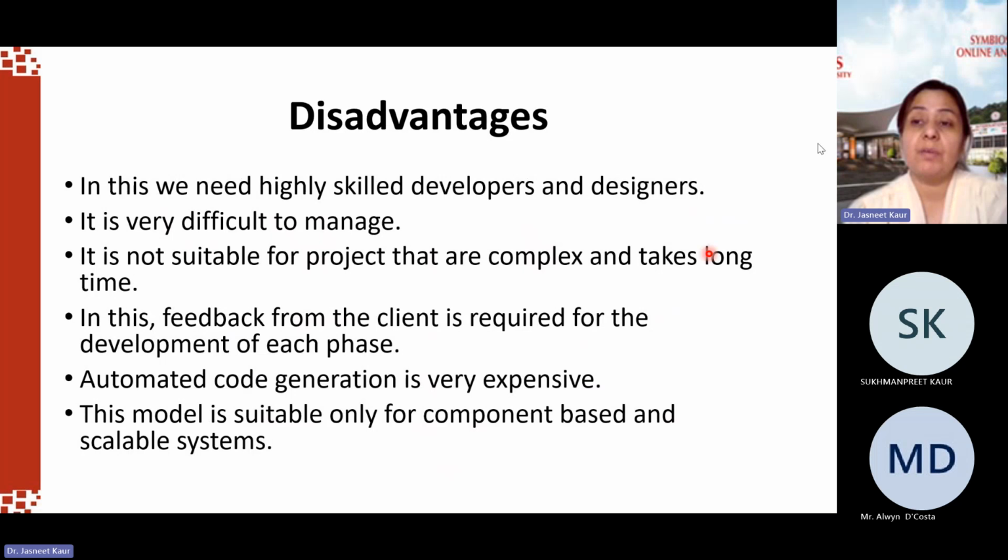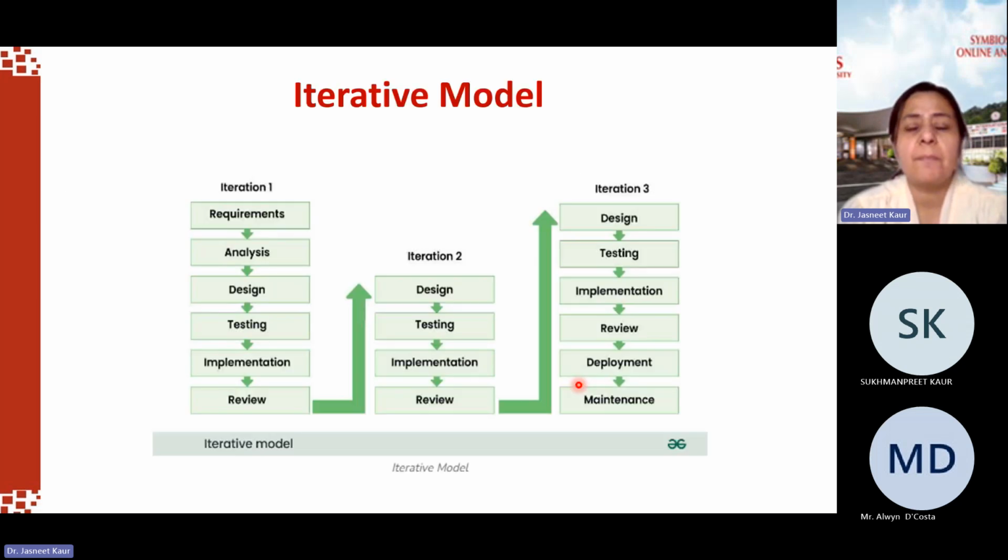Disadvantages, of course, it has disadvantages. In this, we need highly skilled developers and designers because we have to amalgamate everything at the end of the full completion of the project. It is very difficult to manage because you have made a lot of modules, so maintenance will also be module-wise. It is not suitable for projects that are complex and take too long. In this, feedback from the client is required for the development of each piece. Automated code generation is very expensive. And this model is suitable for component-based scalable systems. Okay, so these are the disadvantages of this kind of model.